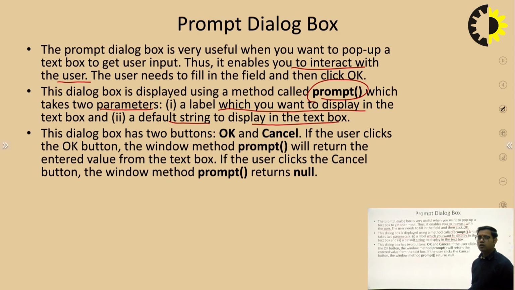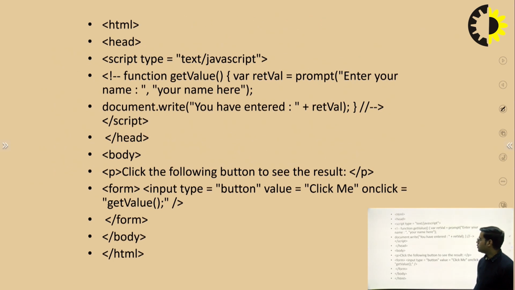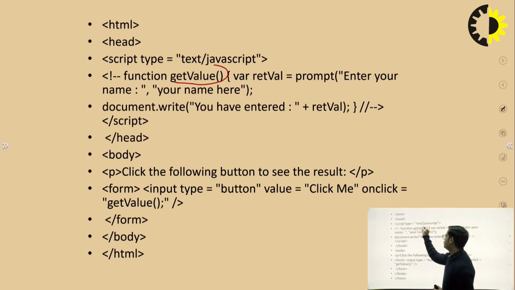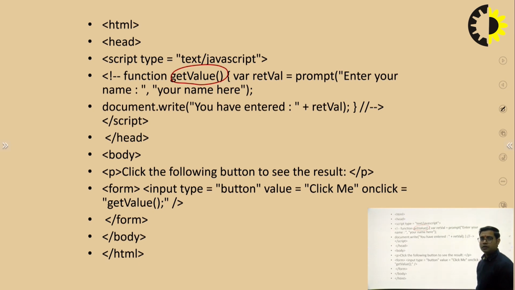If the user clicks the OK button, the window method prompt will return the entered value from the text box. Otherwise, if the user clicks the Cancel button, the window method prompt returns null. So this is the code of the prompt dialog box. As you can see here, we use the function name getValue. This function is called on the button, on click, here is the function call, getValue.